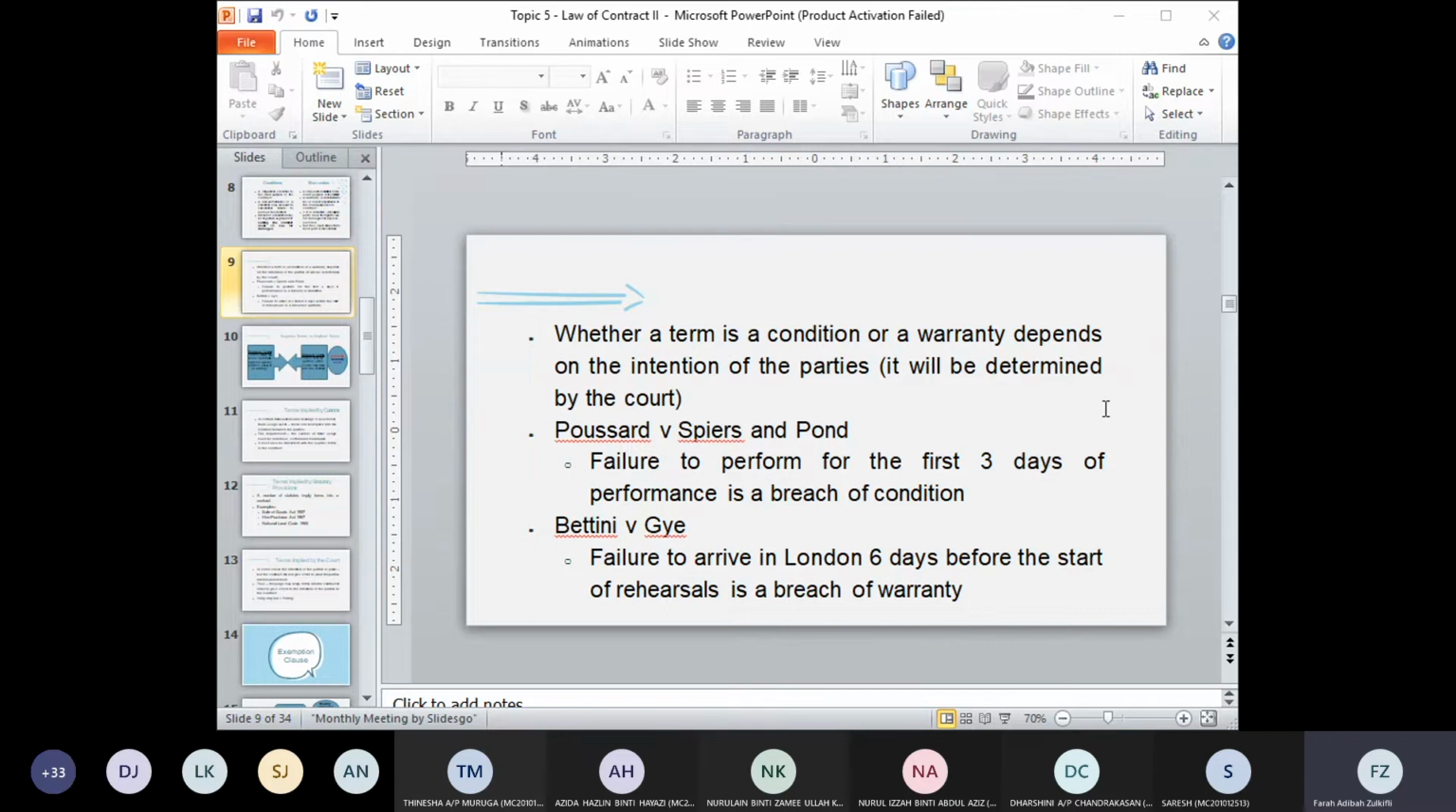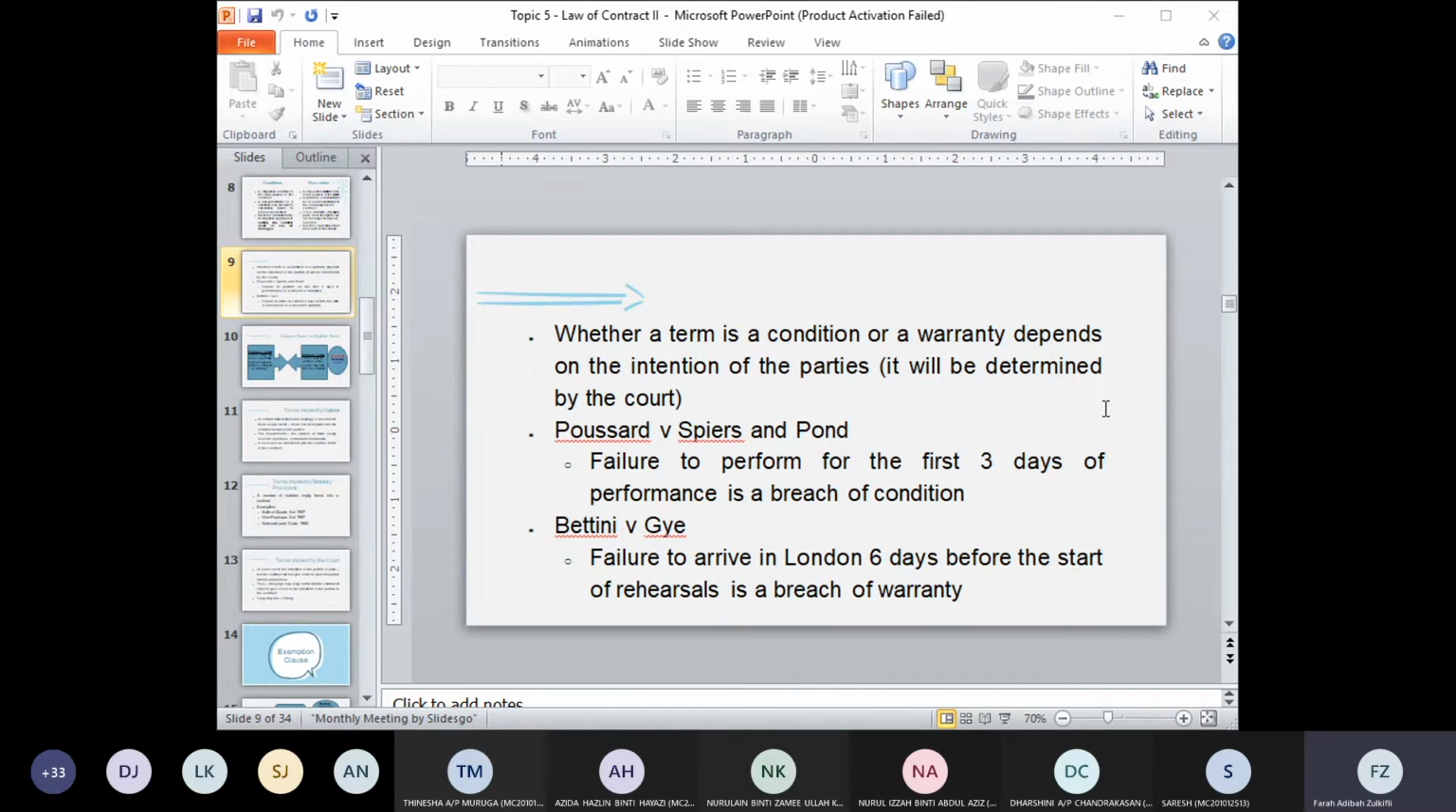When this happened, Posar was very angry. So Posar took action against the company for wrongful dismissal. She stated that we already had a contract between us, and the company breached their contract because they dismissed her wrongly. At the trial, the court stated that because Posar failed to turn up for the 3 days of the performance, it amounts to a breach of condition of the contract. They stated that as a performer, the requirement that you have to perform every day for 3 months is a condition of the contract.